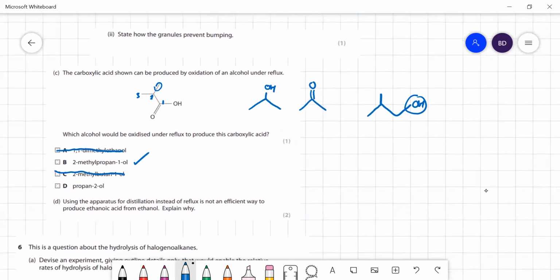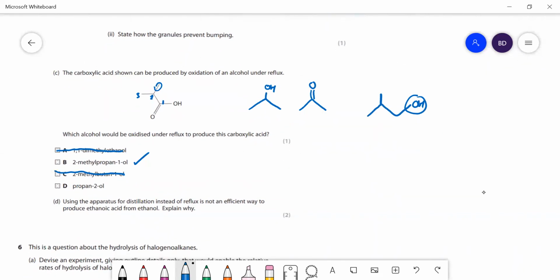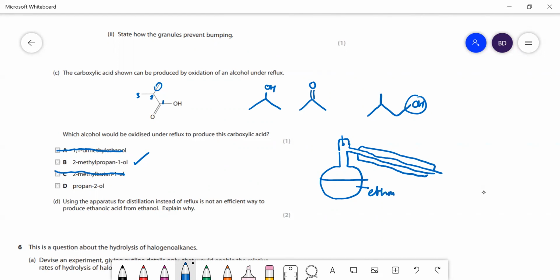All right, 2 marks. Using the apparatus for distillation instead of reflux is not an efficient way to produce ethanoic acid from ethanol. Right, just do a very quick sketch. You wouldn't draw this in the exam, but I'm going to draw it. Distillation is going to look something like that. And there's your condenser. You've got your ethanol and your dichromate, the acidified dichromate oxidizing agent.